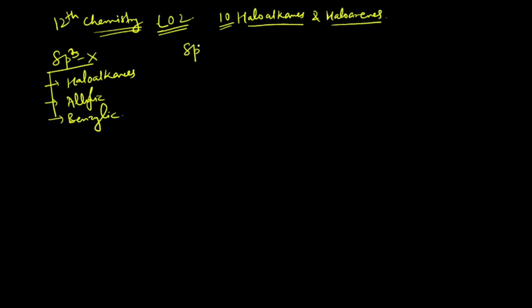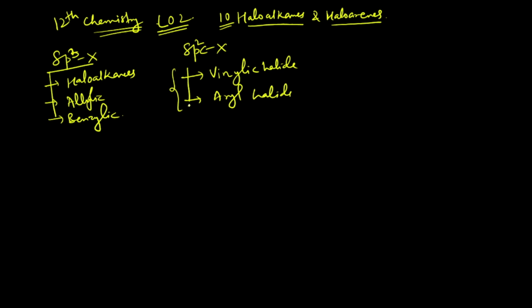Now today we are going to discuss sp2 carbon connected with the halogen, and here also we have two types. One will be your vinylic halide and another will be your aryl halide. So these two we are discussing over here. First we will start with the vinylic halide, where the halogen is directly connected to the sp2 carbon.